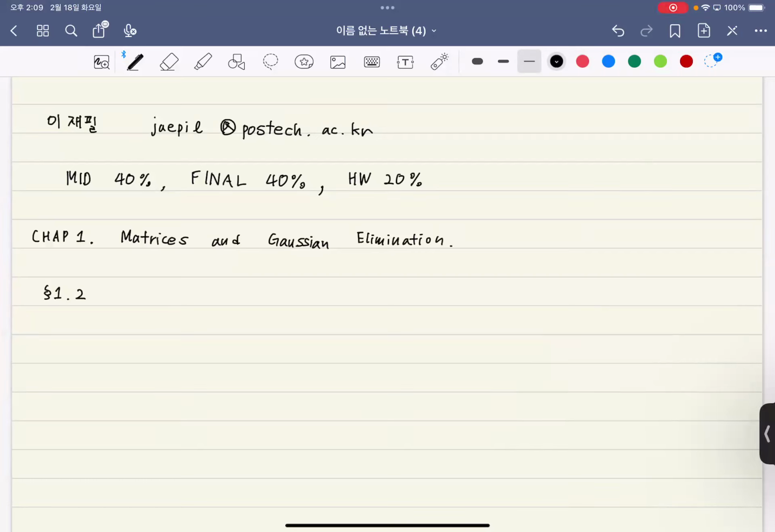So section 1.2 is about the geometry of linear equations. So what is a system of linear equations? I mean the system of linear equations, not a single equation, but a collection of linear equations. So first, let me introduce the system of linear equations.